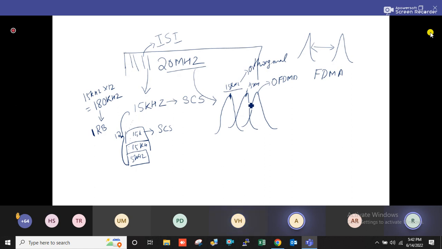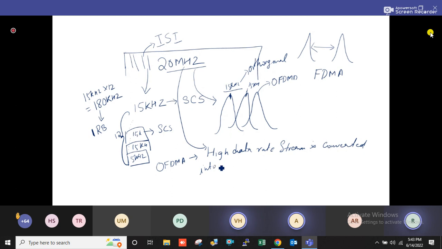So they are orthogonal to each other, and then we get these particular subcarrier spacing. So basically a definition of OFDMA here is a high data rate. Please remember this, a high data rate stream. Okay. What do you mean by this? This is 20 megahertz. A high data rate stream is converted into a low data rate.